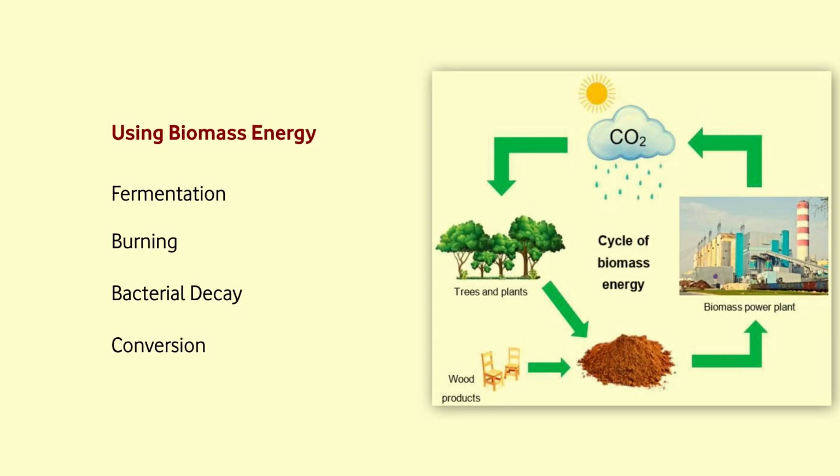Conversion. Biomass can be converted into gas or liquid fuels by using chemicals or heat. In India, cow manure is converted to methane gas to produce electricity. Methane gas can also be converted to methanol, a type of alcohol once made by fermenting wood. Methane and methanol each have only one carbon atom.